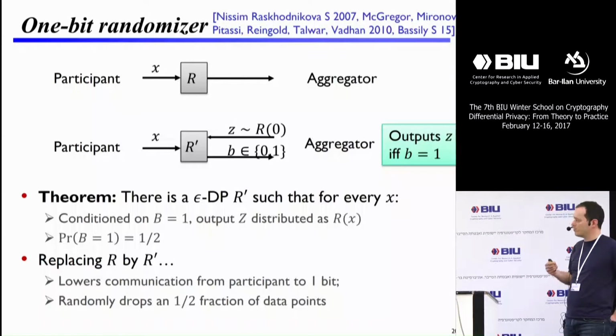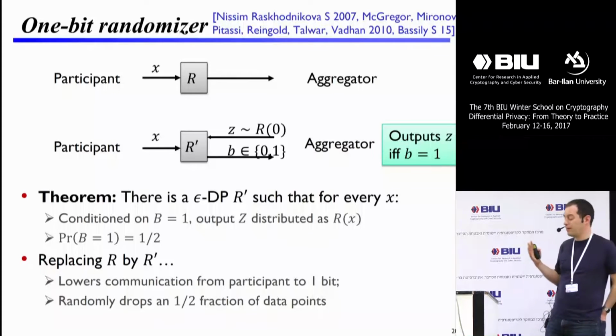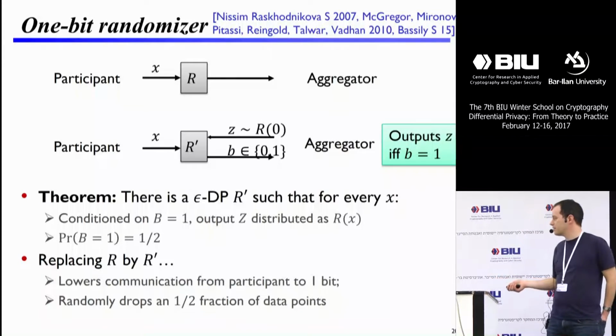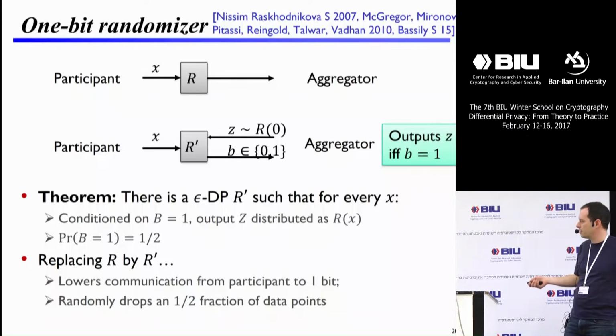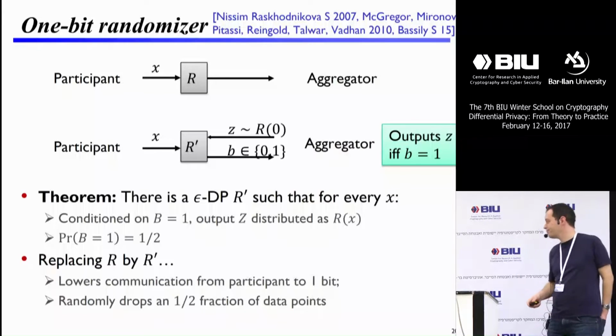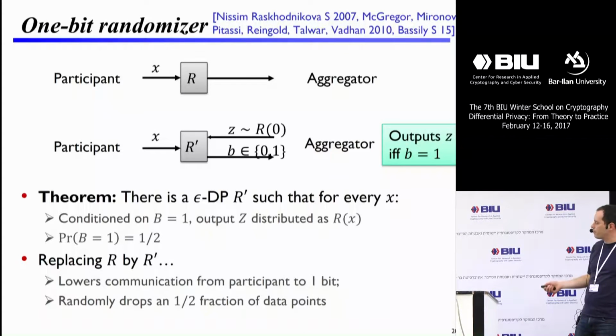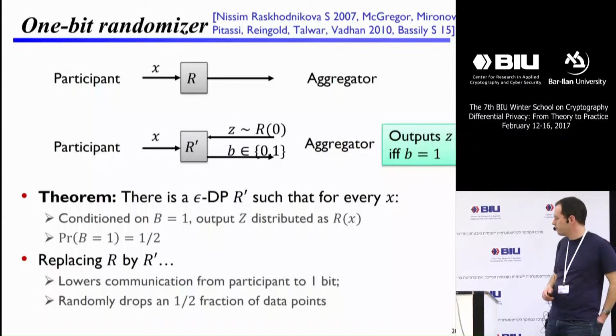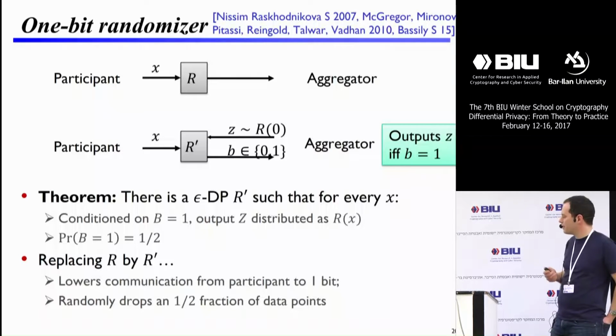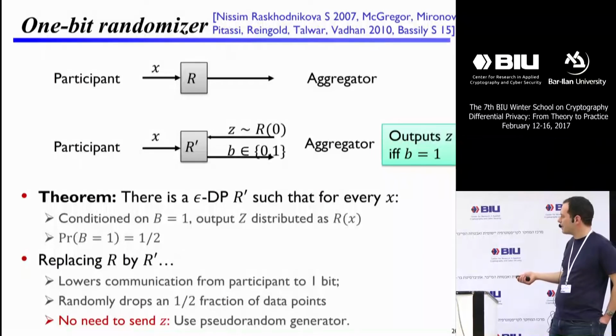And furthermore, for all the randomization operators I've ever seen, you can modify this process and actually have it work with probability 1 instead of probability a half. And maybe the last thing that might be questionable is that we haven't really reduced the communication down to 1 bit, because we've got all this communication going the other way, from the aggregator to the participant. But it turns out that's not that big a deal, and that's because, in fact, the aggregator doesn't really need to send z.